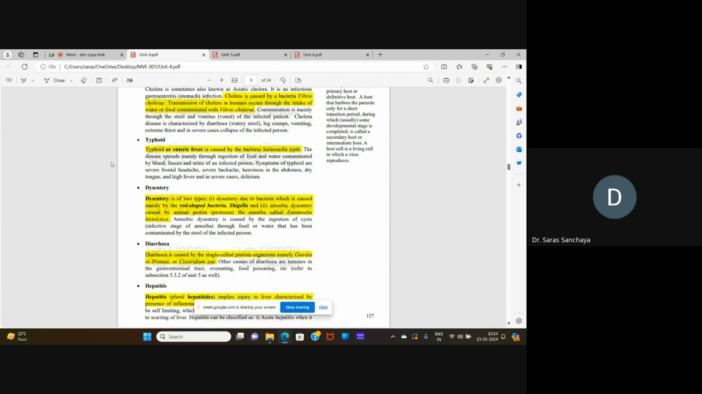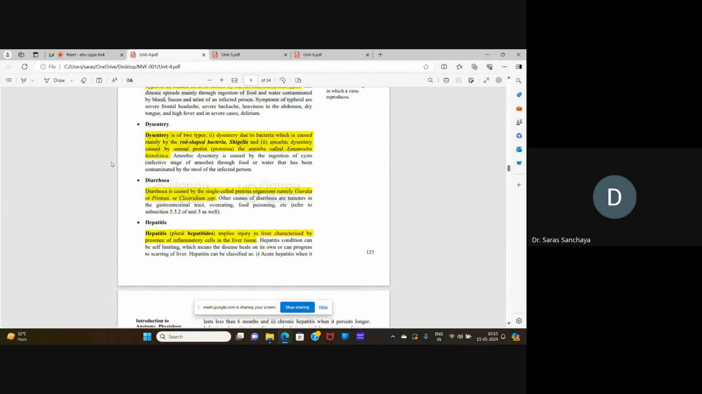Then dysentery. Dysentery is of two types. Dysentery due to bacteria, which is caused mainly by the rod-shaped bacteria Shigella, and amoebic dysentery caused by animal protist or protozoa, the amoeba called Entamoeba histolytica. So in this, the stool will have blood also. Diarrhea is caused by single-celled protist organisms like Giardia or Proteus or Clostridium species.